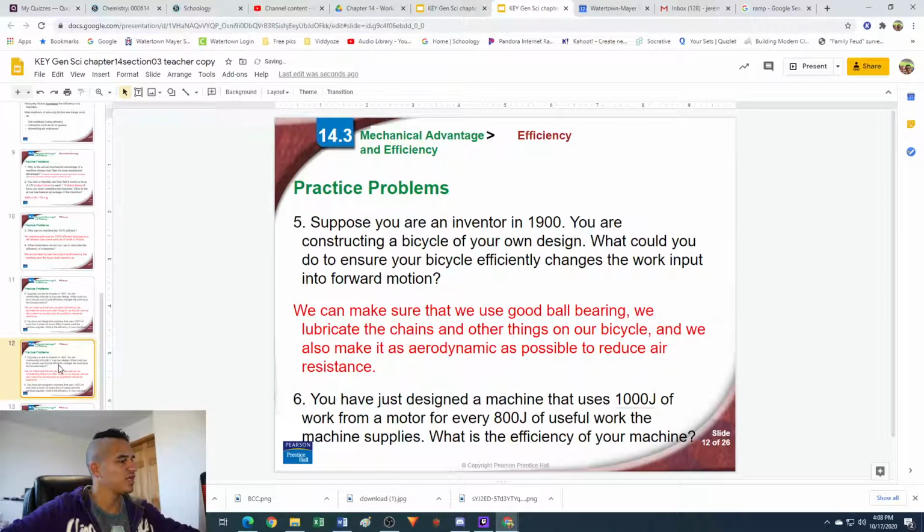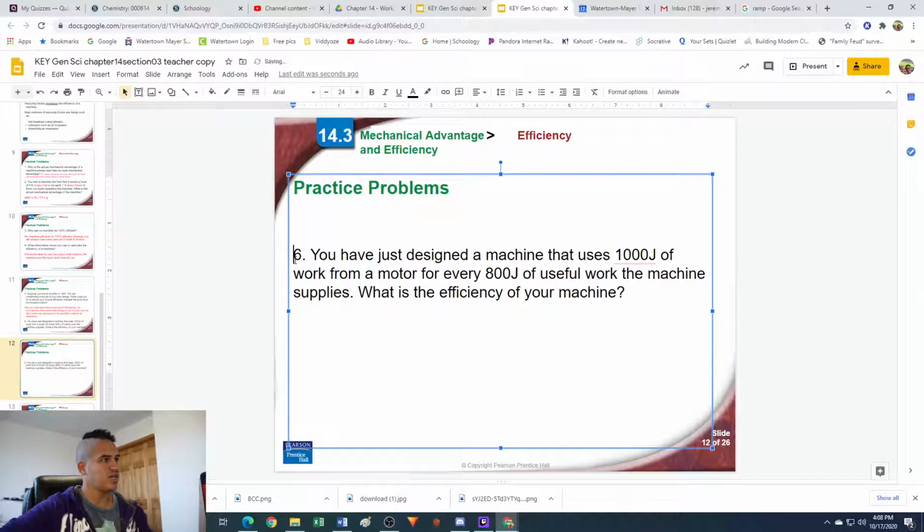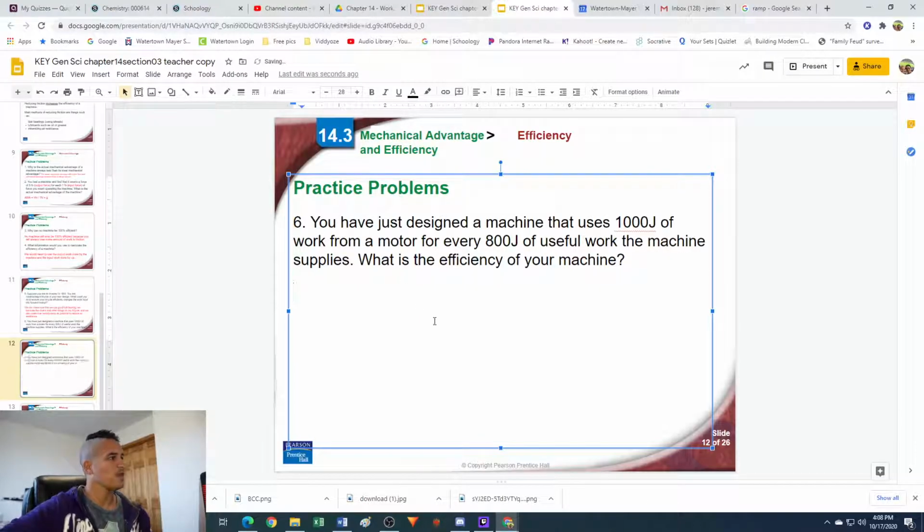We're going to duplicate this slide too, and we're going to erase this so that way we have question 6 and it's not sliding off of our slide here. All right, question 6, it says, you have just designed a machine that uses 1,000 joules of work from a motor for every 800 joules of useful work the machine supplies. What is the efficiency of your machine?